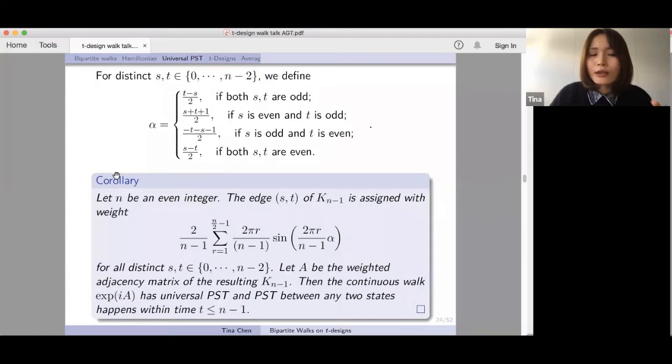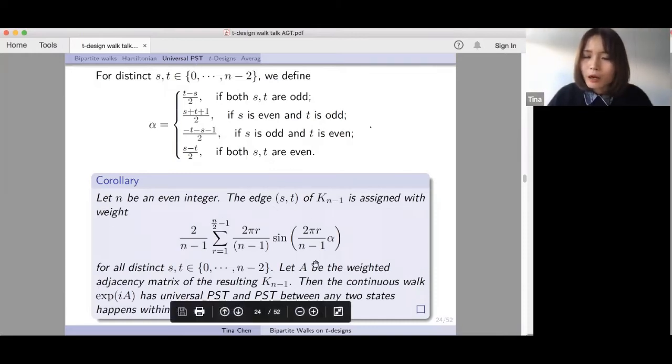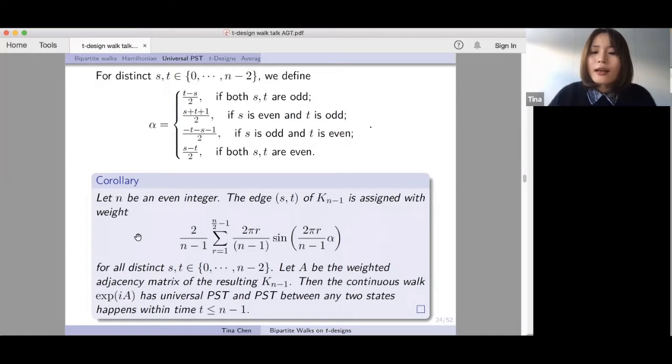And actually, I can develop a formula for how we assign arcs on the complete graph. Just based on the example we showed before, I can show that if we assign the edges of K_{n-1} with the weight list, the continuous walk over the resulting graph will have universal perfect state transfer, and the perfect state transfer between any 2 states will happen within time at most n minus 1.